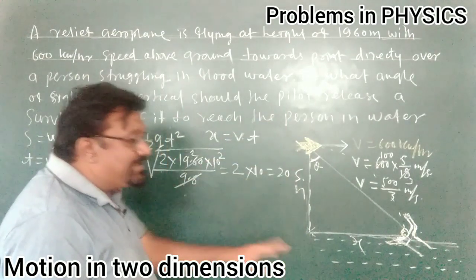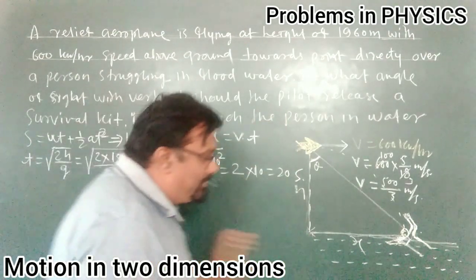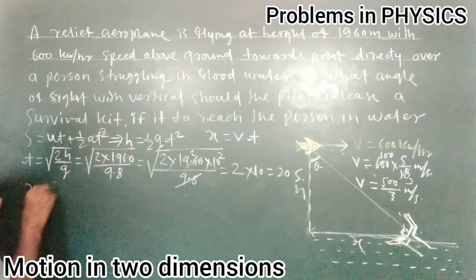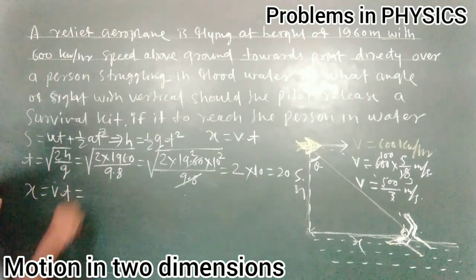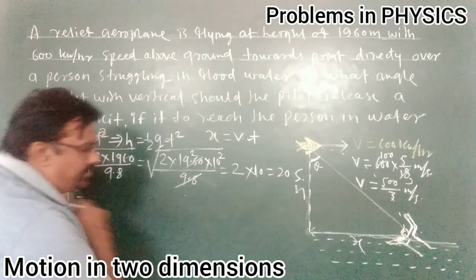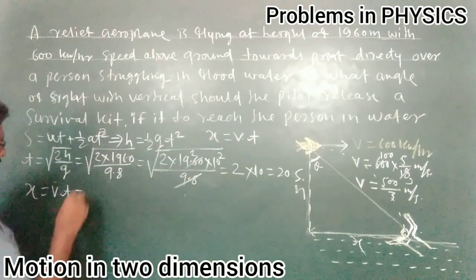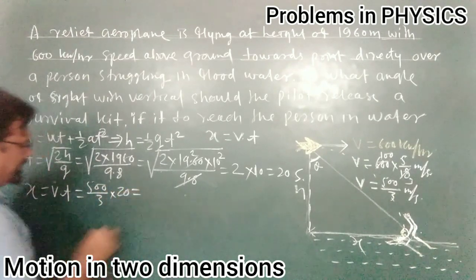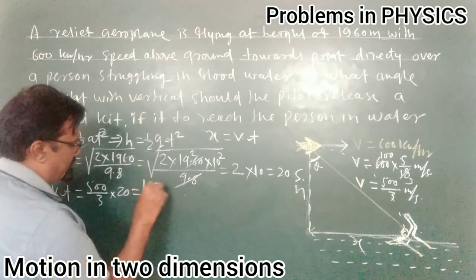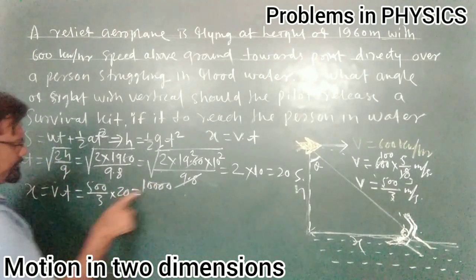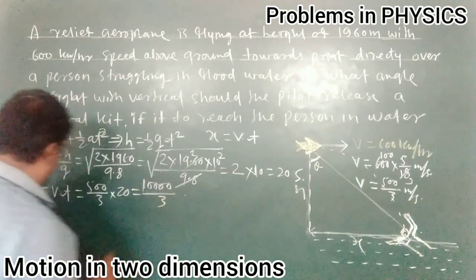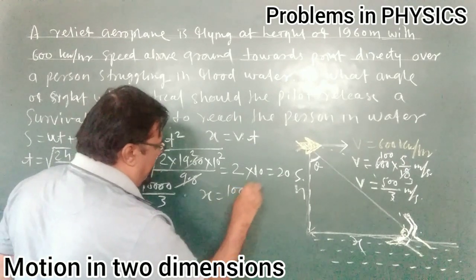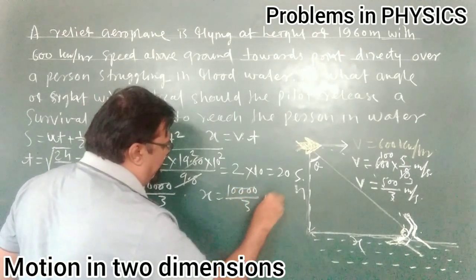Now during that 20 seconds, the distance traveled by the survival kit in the horizontal direction, x, must be equal to v into t. Now the horizontal speed of that survival kit is 500 upon 3, and time is 20. So it will become 10,000, because you know 500 into 20 is 10,000, upon 3. So of course you can say now x must be equal to 10,000 upon 3 meter.